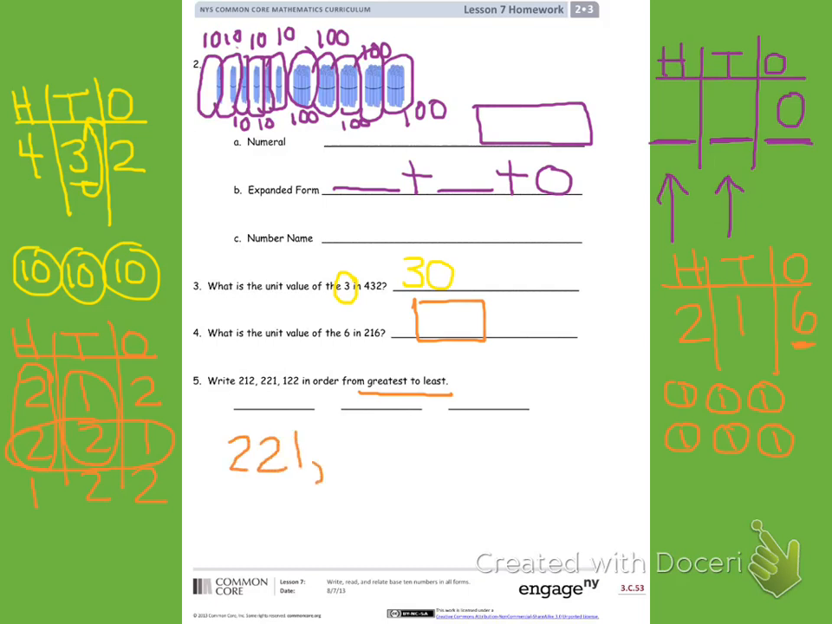I'll put a comma. Then I'll have to write the second one, the one with the 1 in the tens spot. Next. And finally, the smallest number, 122. Your student should have written them on the lines. I wrote them below the lines in order to have more room to write with my marker.